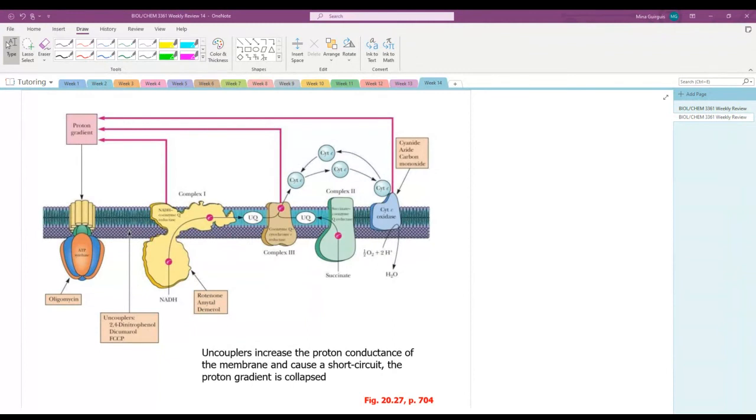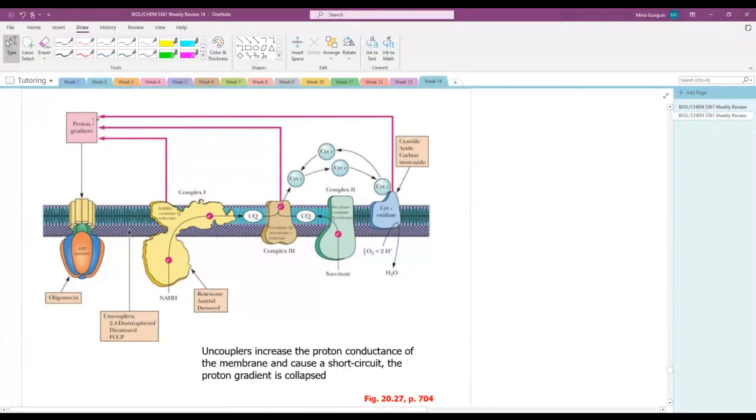So effectively, they increase what's called the proton conductance of the membrane to collapse the proton gradient. First, let's talk about the fact that complex 1, complex 3, and complex 4 are the things that pump protons. And then those protons are taken to ATP synthase. So that's 4 locations that can screw everything up, and technically a 5th.